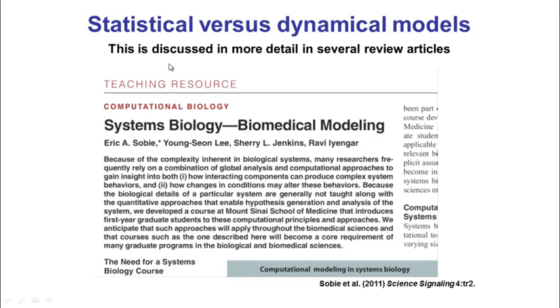So if you're interested in learning more about this dichotomy of statistical versus dynamical models, I would encourage you to check out this article. And there are other articles in the same category, in the same class, that also discuss distinctions between different categories of models.